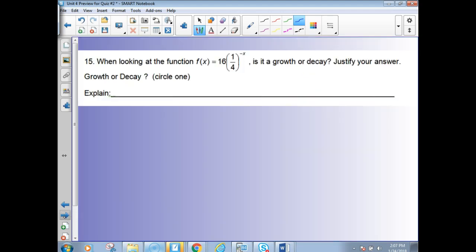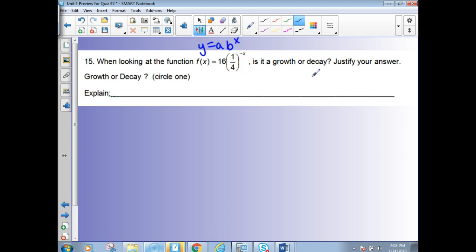Okay? 15. When looking at this function, now it says to look at it. It doesn't say to graph it. Doesn't mean go look at it in the calculator and see what you see. No, no. When you look at this function and you look at the format, remember this form? Y equals a times b to the x. Okay. B is the growth factor. This growth factor says 1/4. You might think it's decay, but then you realize, oh, it's not a positive x, it's a negative x.